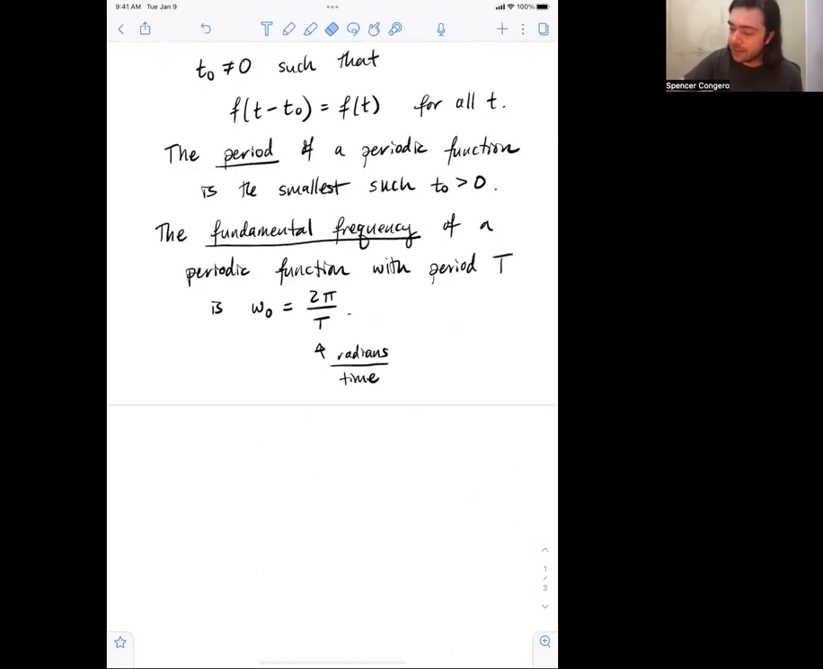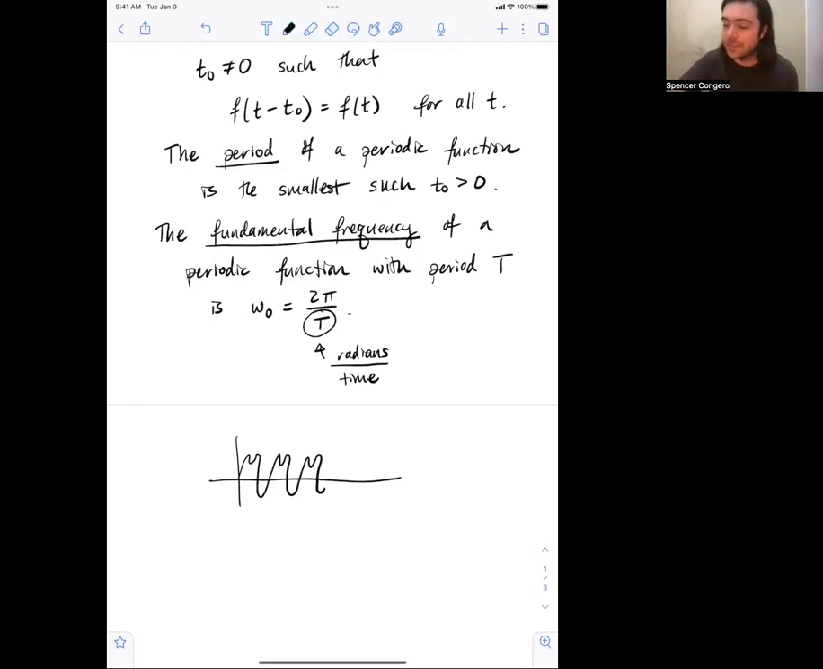Compare that to what happens when I make my T smaller. In other words, I compress my function, right? Then maybe it looks something like this. Now my function's oscillating much more quickly. The frequency is higher, and this equation says that as well.